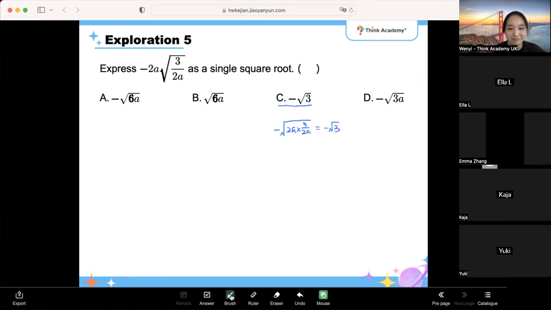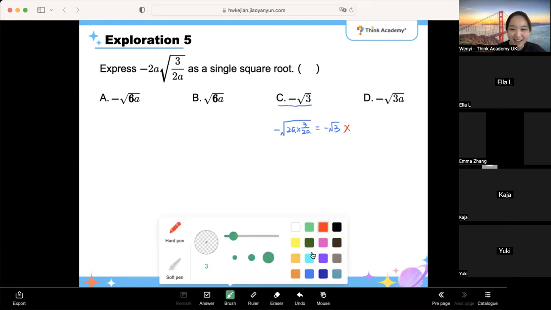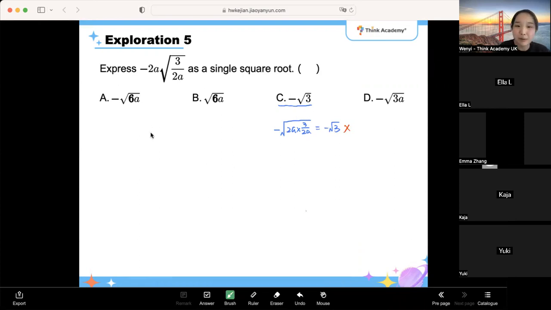But actually, this is not the correct answer. And we can do it step by step. First, we notice there's a minus sign here. So we put a minus sign outside the root. And then if we want to put this rational number, which is 2a, into the square root, what can we do? Can you write this 2a into the square root form? Yeah, we can first square it and also put a root sign.